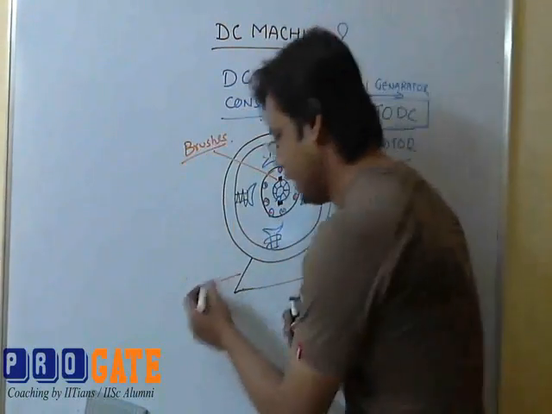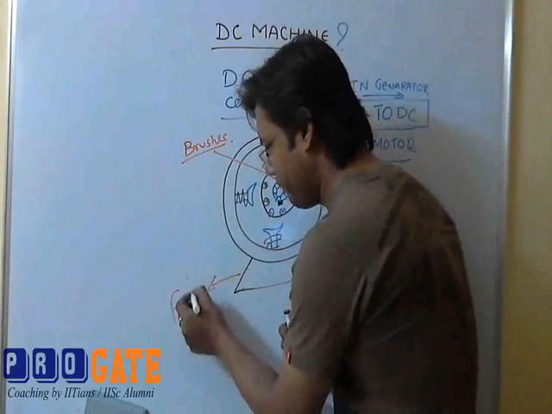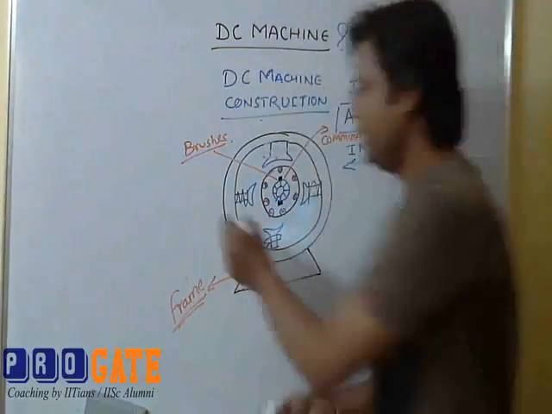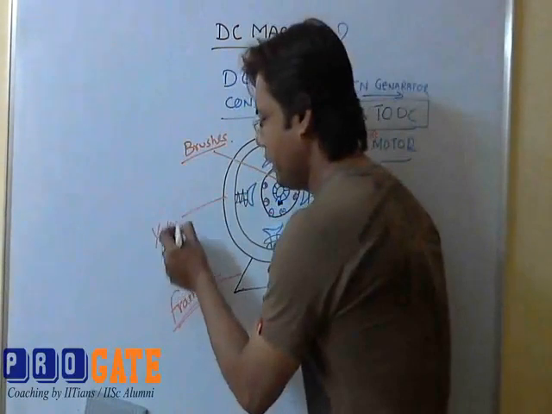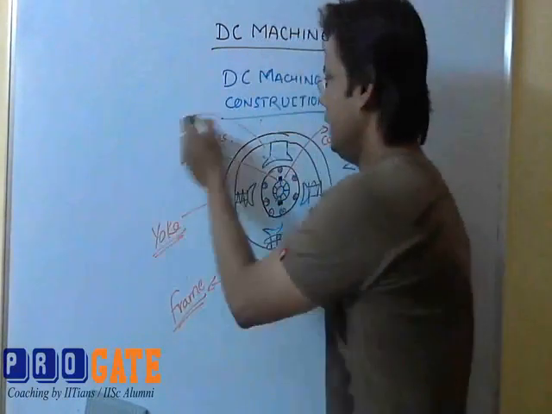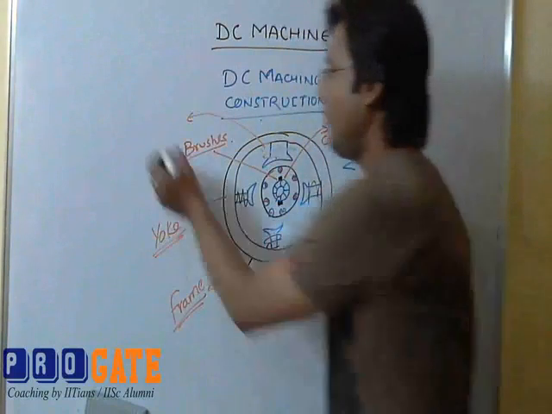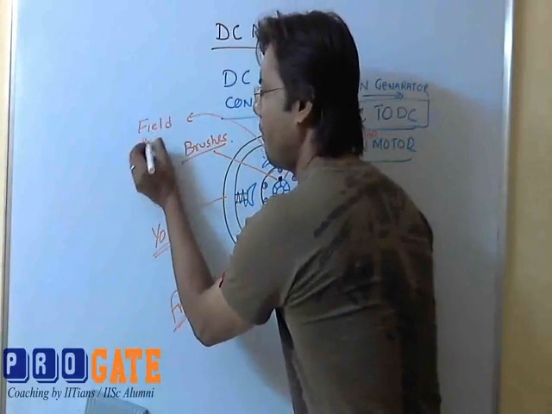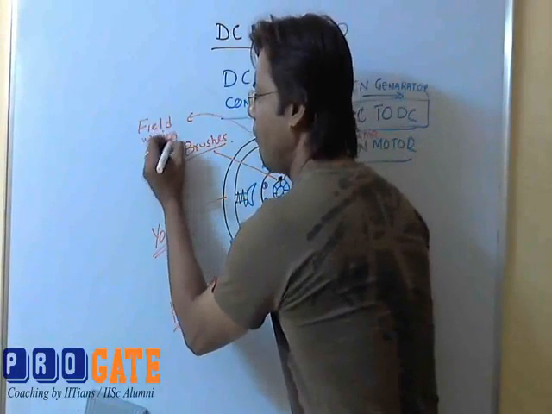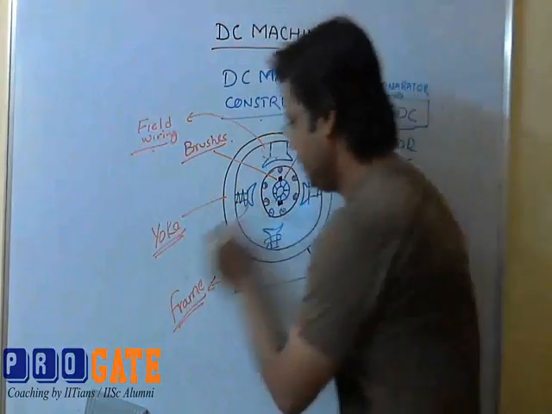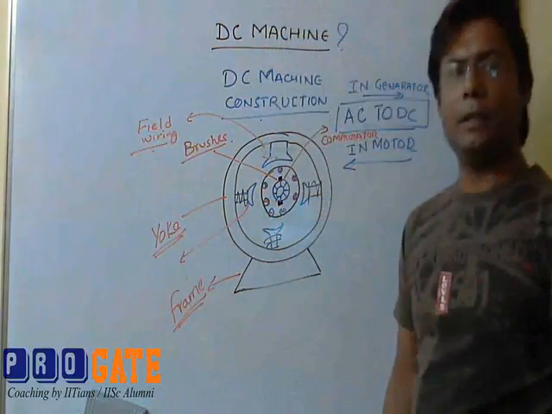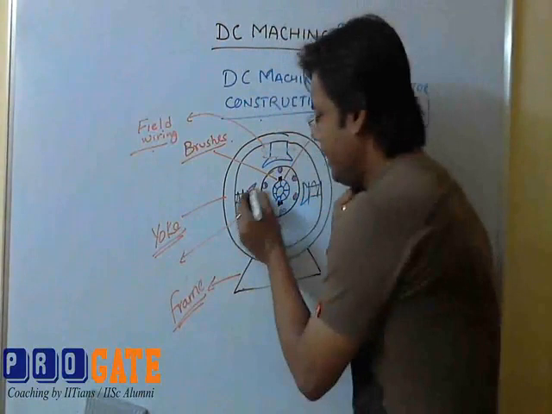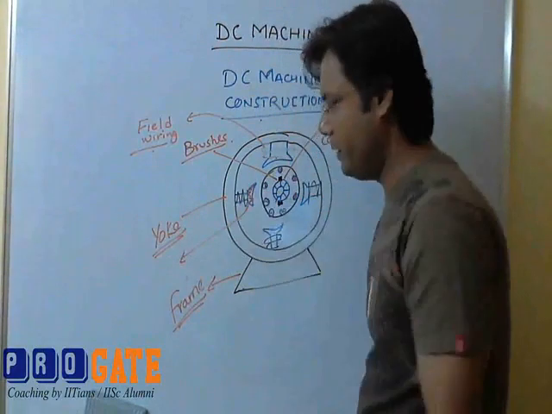Again, this is called a frame on which the machine is mounted. This is called a yoke. These black wirings are called the field winding. These blue things are called a pole and pole shoe. This part is called the pole shoe. We will be discussing that also.